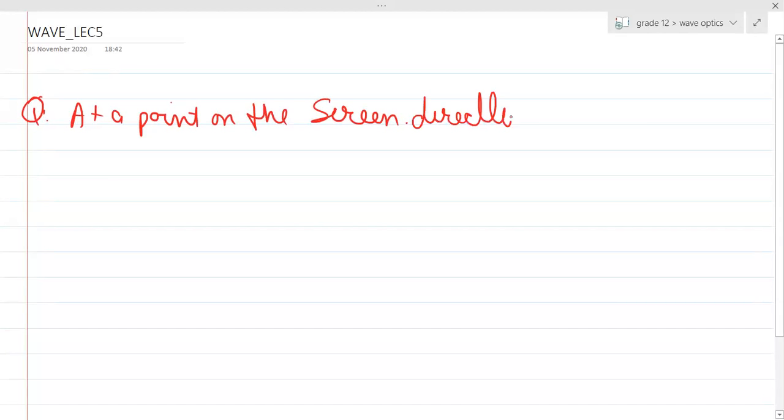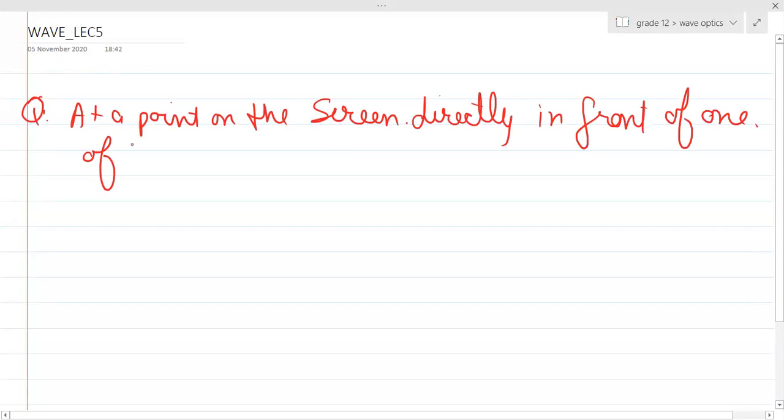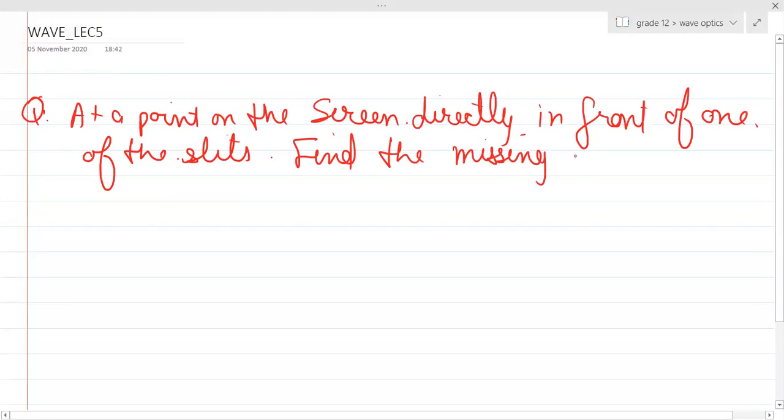The diffraction point. So the question is, at a point on the screen directly in front of one of the slits, find the missing wavelength. Now, let me explain what exactly I want to ask, and then we'll continue.